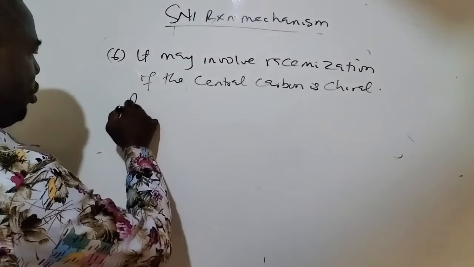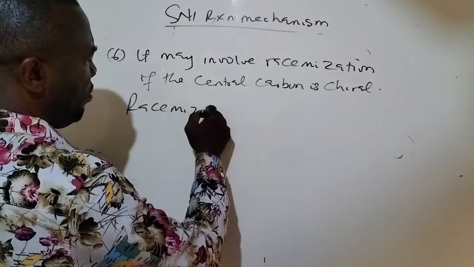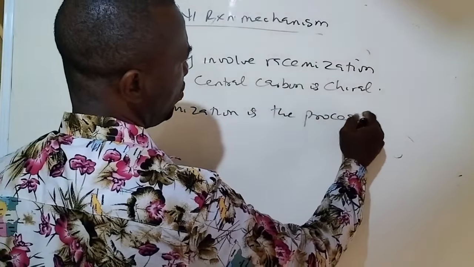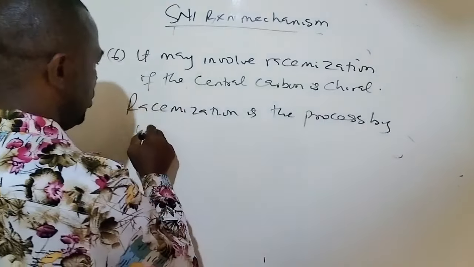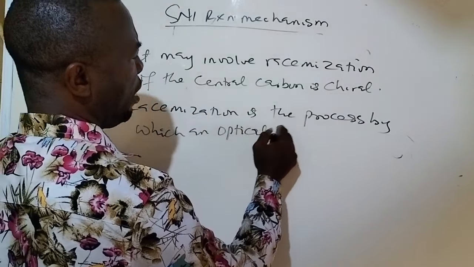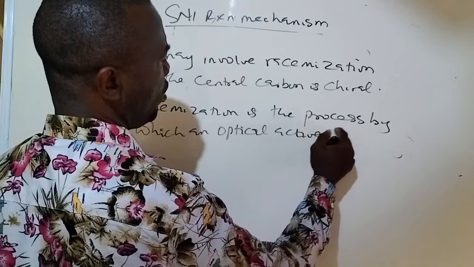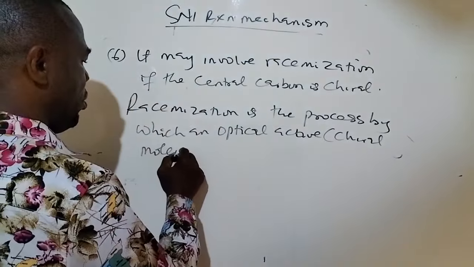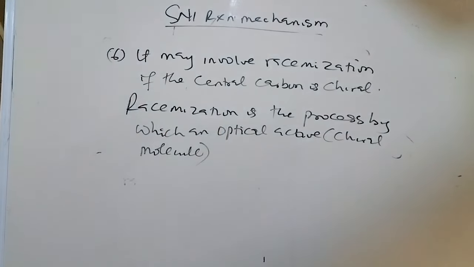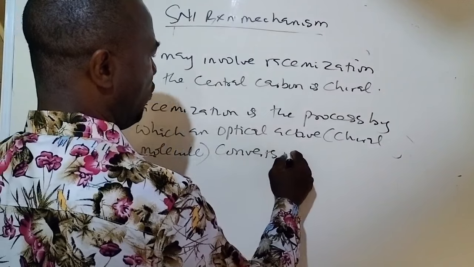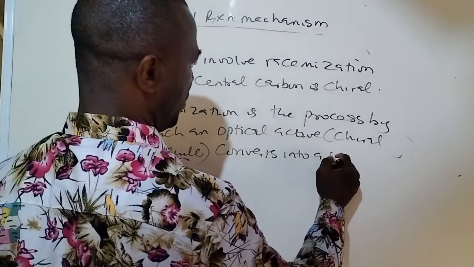So racemization is the process by which an optically active, or we can call it chiral, molecule converts into a racemic mixture.